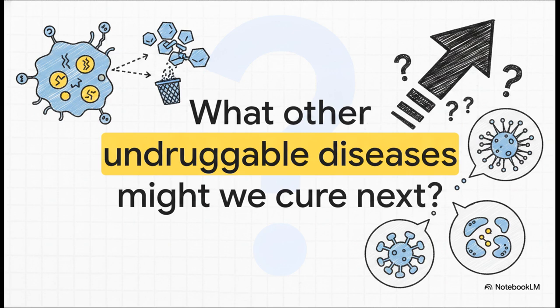We are literally teaching cells how to throw their own broken switches into the trash. Which leaves us with one final, hopefully inspiring thought to take away today. As our technology evolves from merely blocking these mutant proteins to destroying them entirely, what other so-called undruggable diseases might we be able to cure next?